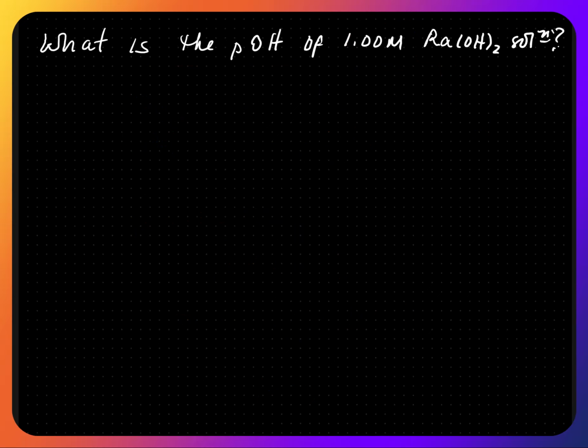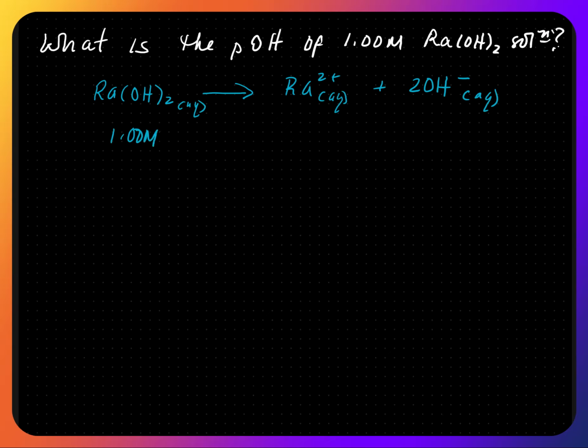So what is the pOH of 1.00 molar of radium hydroxide solution? So RaOH2 again is a strong base. So it will dissociate 100% to Ra2 plus and 2OH minus. You need to make sure to balance your equation as well as your charges. These are all AQ. We start with 1.00 molar of radium hydroxide. At the end of the reaction, there is no radium hydroxide because it's a strong base. It would dissociate 100% into Ra2 plus and 2OH minus for every 1 radium hydroxide.